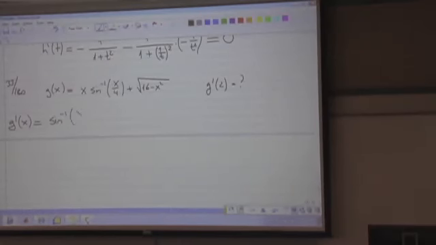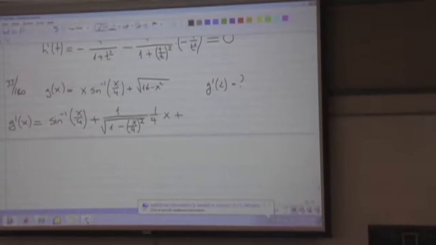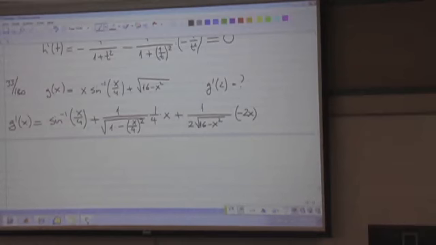Sine inverse of x over 4 plus one over square root of 1 minus x over 4 squared times 1/4 times x plus 1 over 2 times the square root of 16 minus x squared times negative 2x, right? Yes?